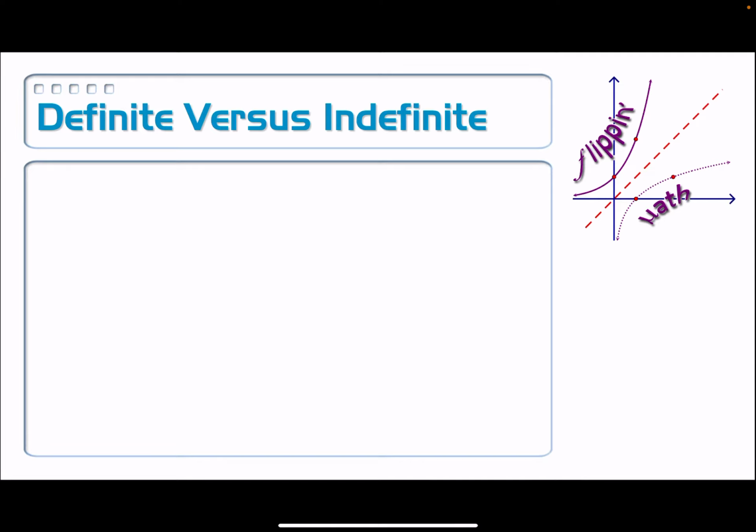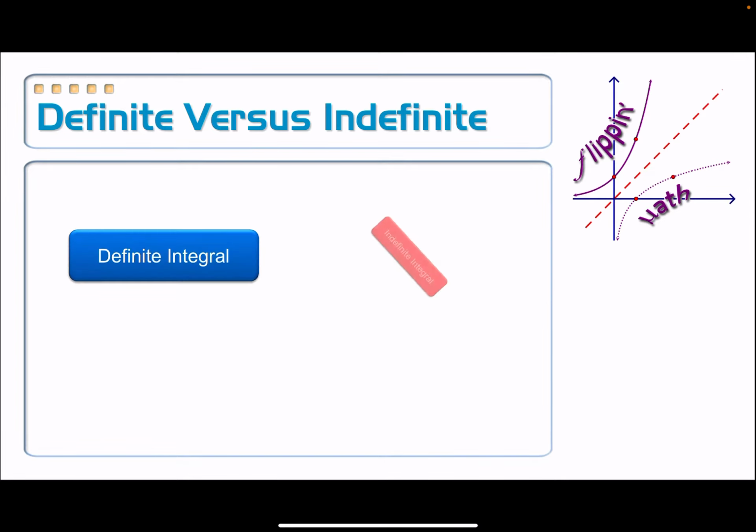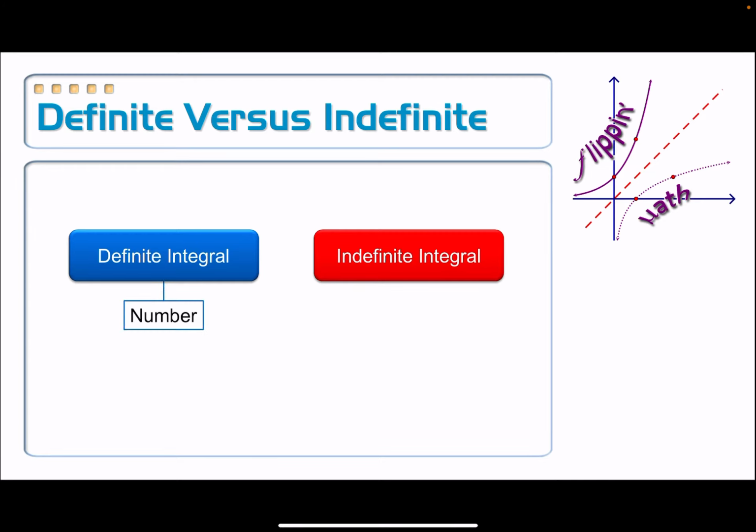Let's compare and contrast definite versus indefinite integrals here. Whenever I solve a definite integral, what do I get? I just get a number, right? It could be positive, could be negative, could be zero, and that number is supposed to represent a net area bounded by that curve and the x-axis.